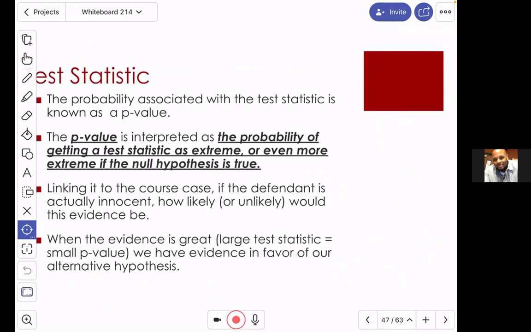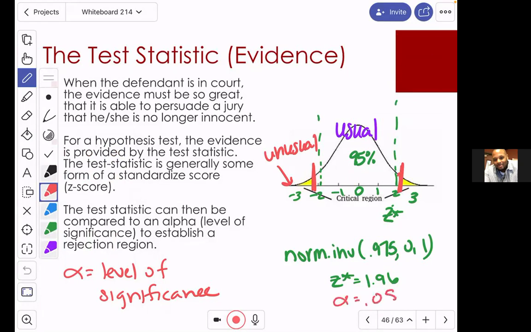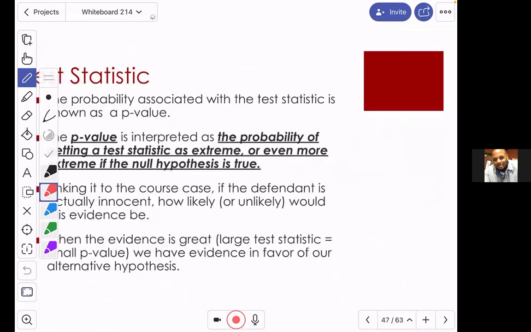So every test statistic has an alpha value associated with it. For instance, a test statistic of 1.96 right here, its alpha value is 0.05. So if z equals 1.96, the alpha value is equal to 0.05. Every test statistic has something like this. Every critical value basically has something like this too, by the way. And we call that probability, that alpha value, a p-value.